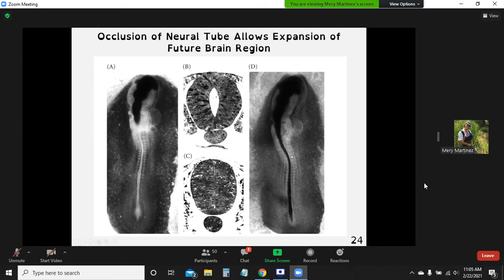And then it completes, it goes inside the tube. Okay, and that's what allows for the expansion.